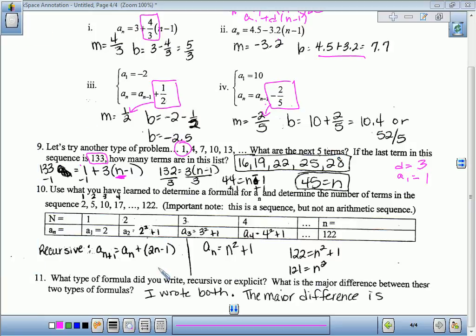The next little section is interesting. Can we look at a sequence and come up with a formula for it? It's not something you're going to be tested on right now, because this formula is neither arithmetic nor geometric. We can come up with a formula for this. It's just not one of the two you know. So if we had 2 here, and then 5 here, and then 10 here, and then 17 there.